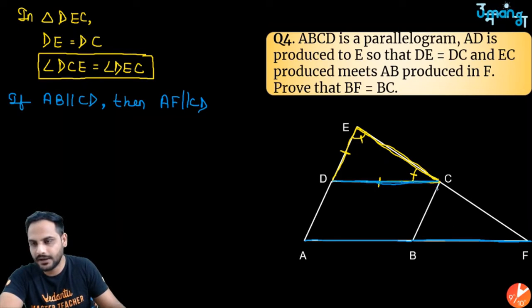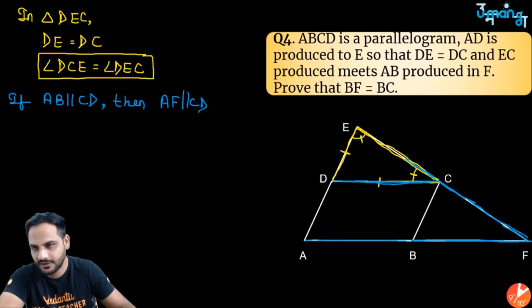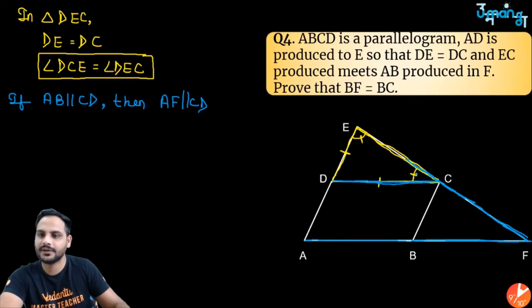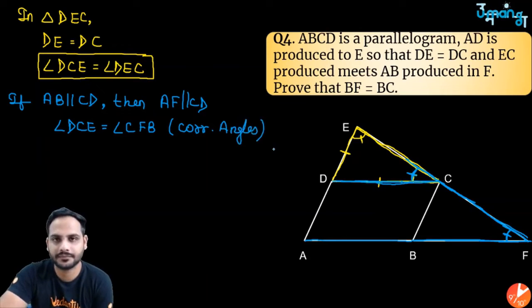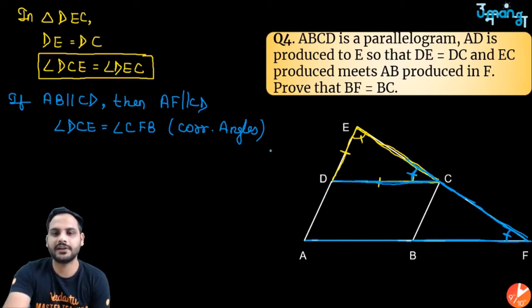And this part here, if you will see, this CF is acting as a transversal over here. तो this angle and this angle will be equal to each other, because of corresponding angle. तो I can say angle DCE is equal to angle CFB because of corresponding angles. ठीक है, ये पार्ट हो गया. अब आफ्टर दैट एक और जगह पे फोकस करो.